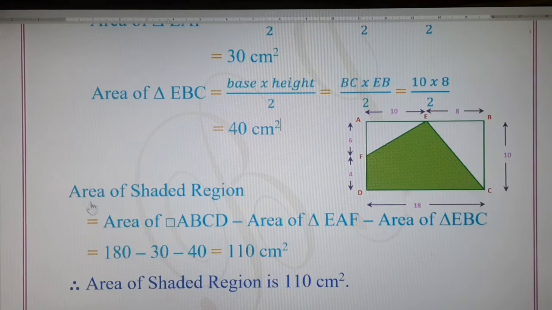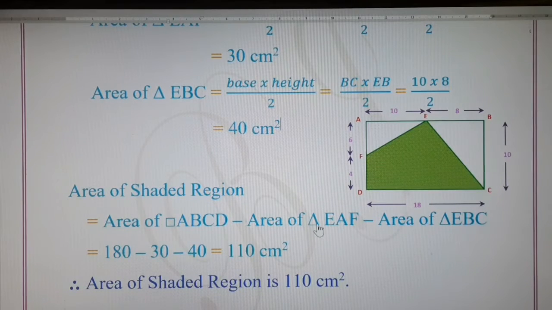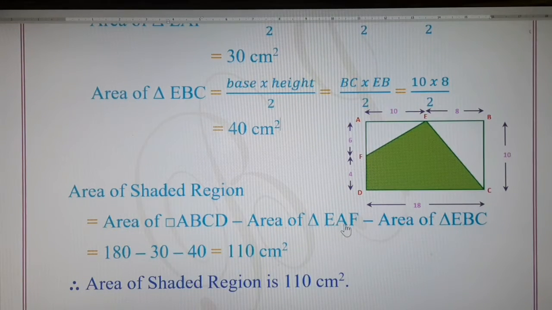So we'll write down the formula. Area of shaded region is equal to area of quadrilateral ABCD minus area of triangle EAF minus area of triangle EBC, that is 180 minus 30 minus 40. Area of quadrilateral ABCD, that is the area of the whole rectangle, is 180. Area of the first triangle, that is EAF, this triangle's area is 30. And area of triangle EBC, the second triangle, its area is 40.